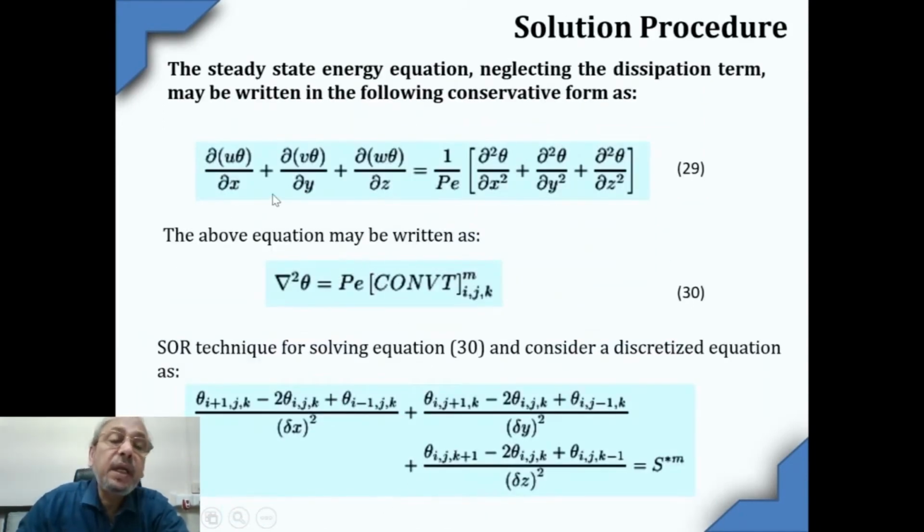that. If we retain it, it will be added as a source term, but for the time being we are neglecting it, and we are redefining the equation as del del x of u theta, del del y of v theta, del del z of w theta, the convective terms, equal to 1 by Peclet number times del 2 theta del x2, del 2 theta del y2, del 2 theta del z2.